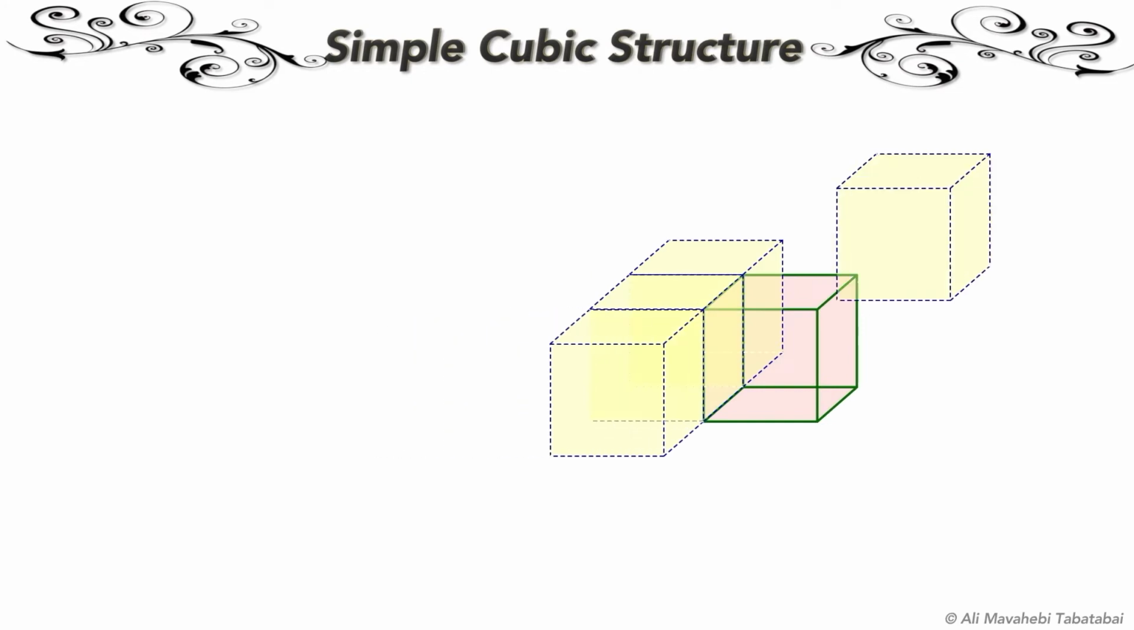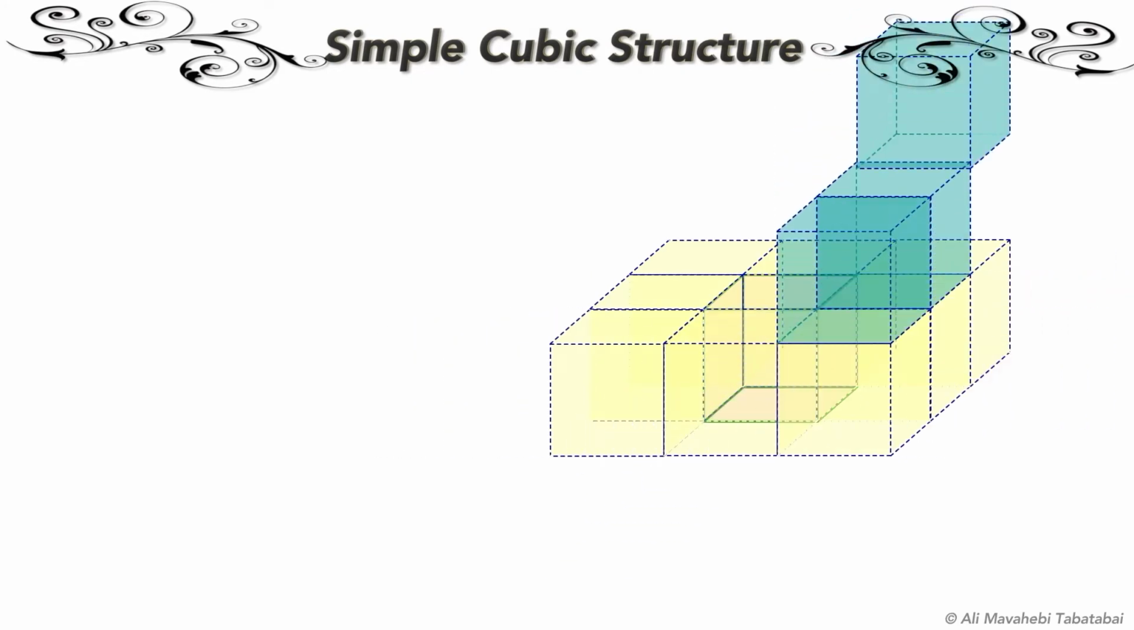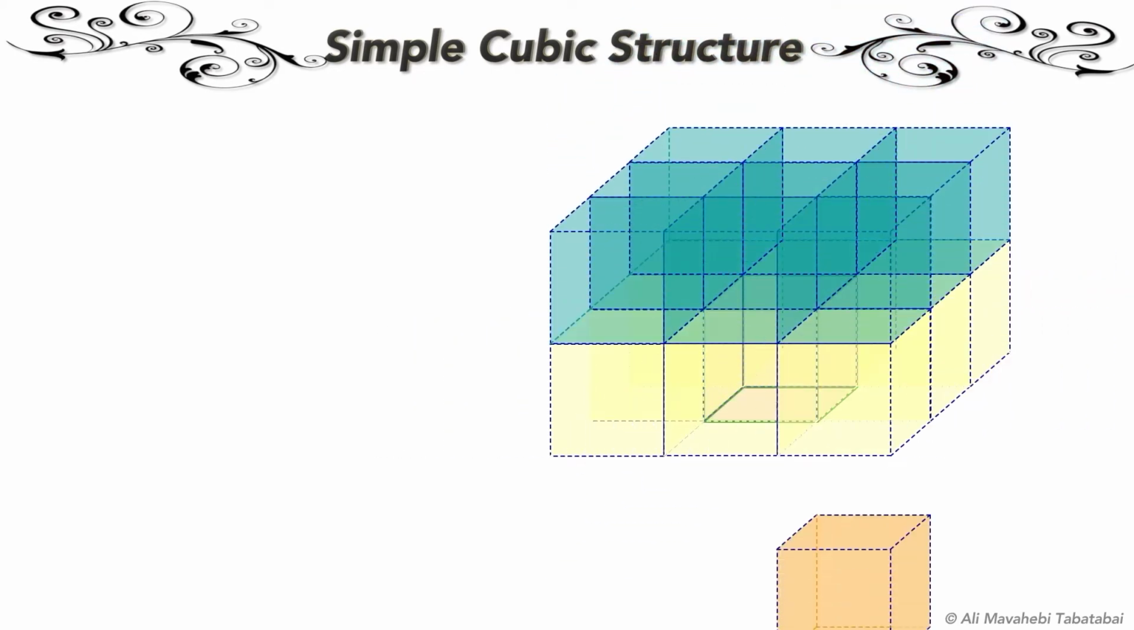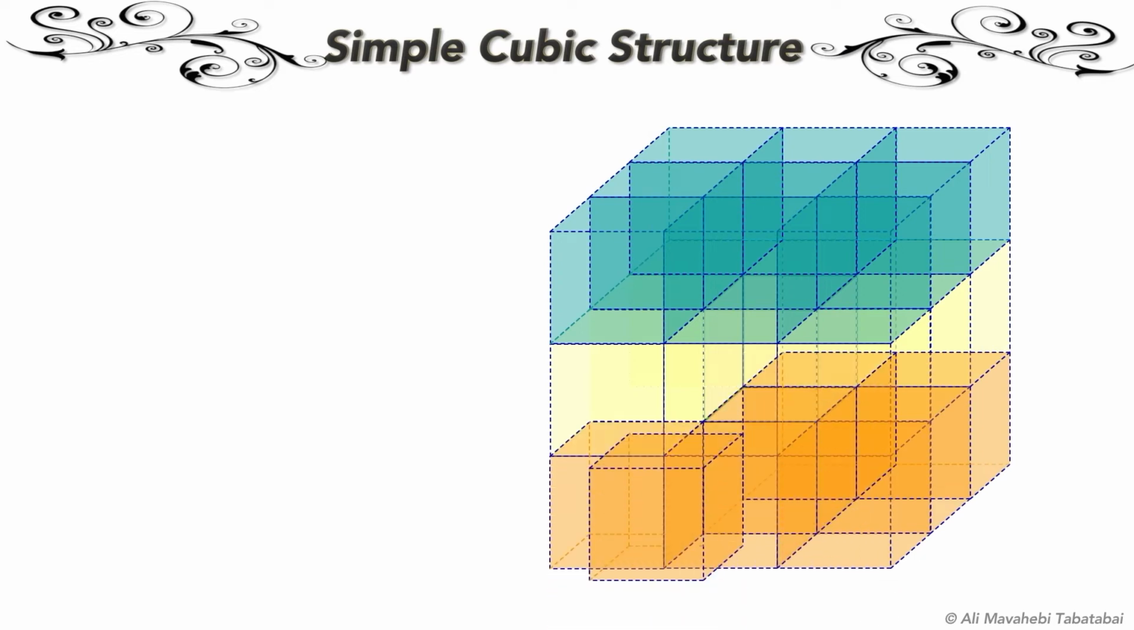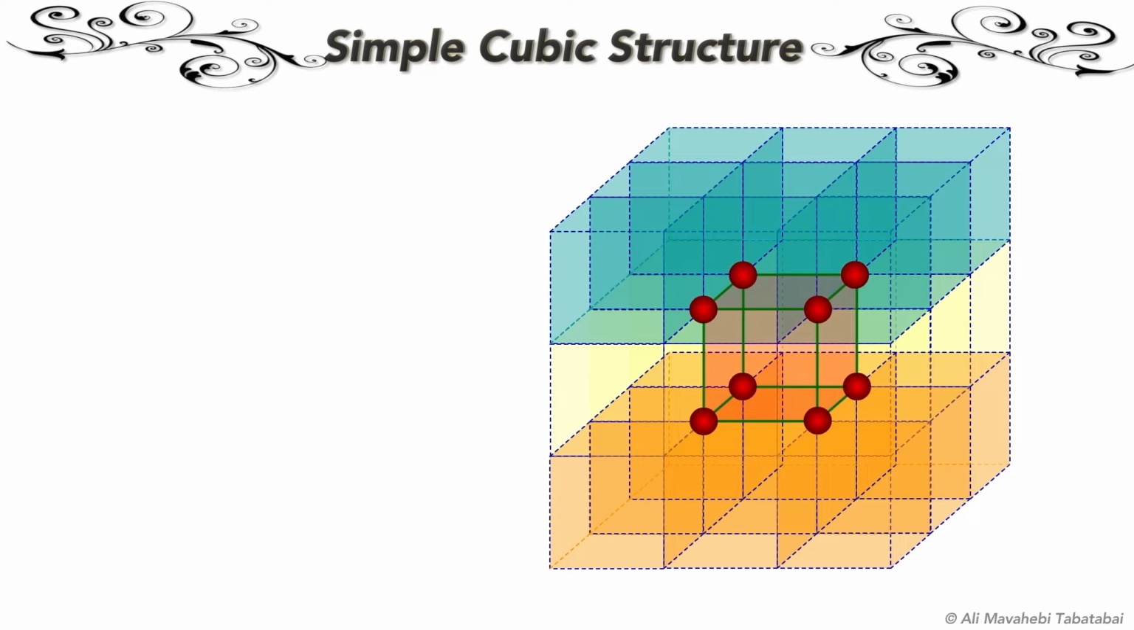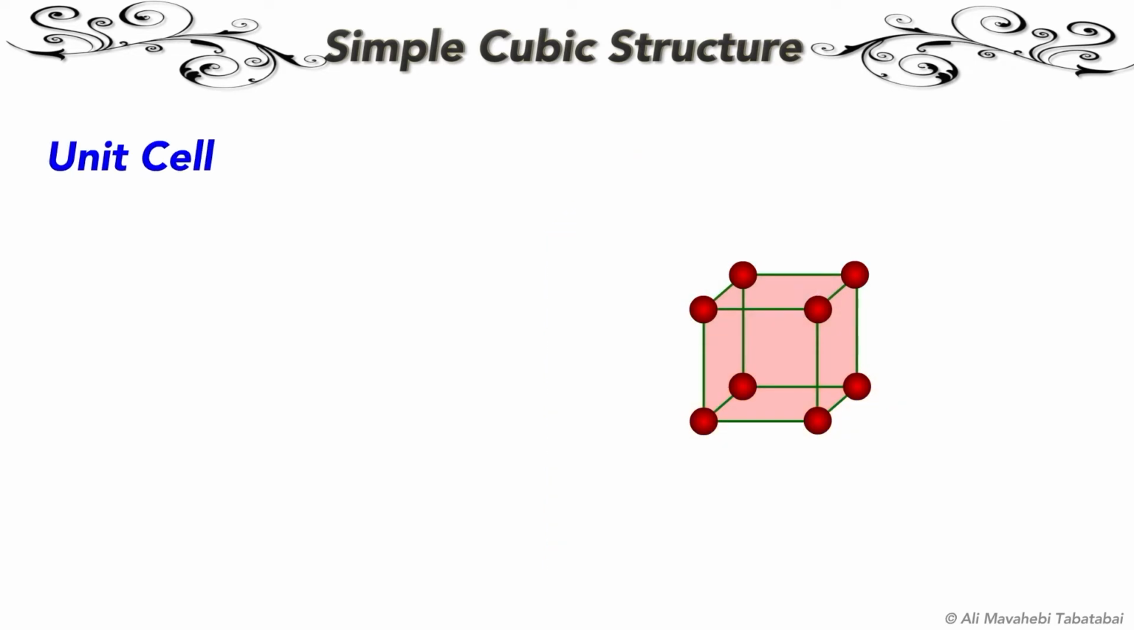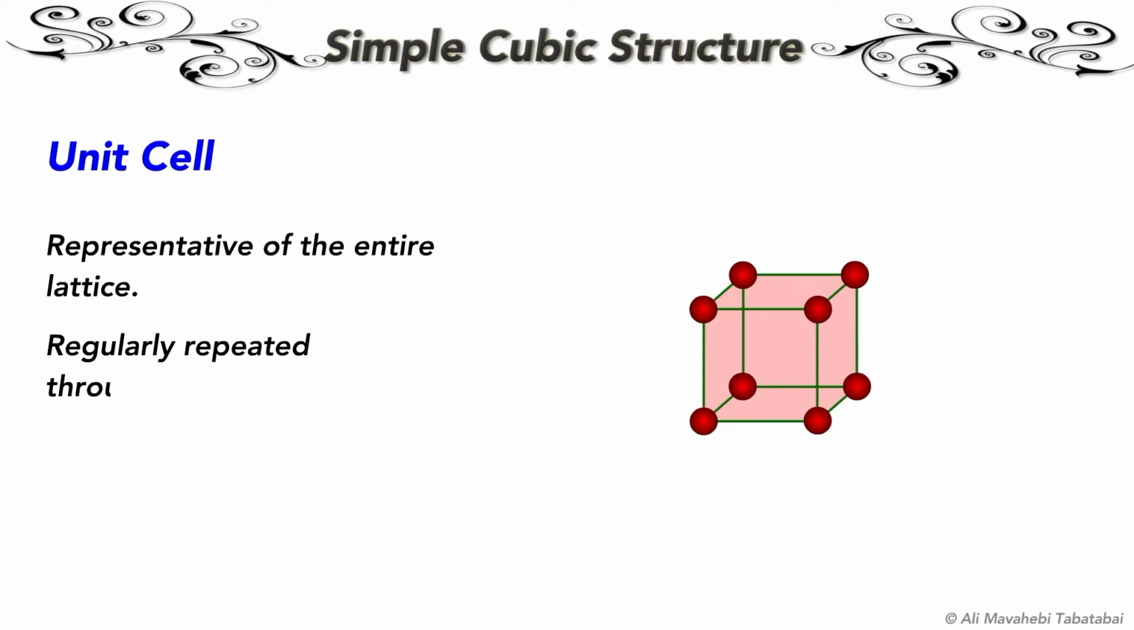The first crystalline structure I'm going to discuss is simple cubic. As you see, the unit cell of simple cubic structure contains atoms at all the corners of a cube. And what is a unit cell? The unit cell is a representative of the entire lattice and is regularly repeated throughout the crystal.